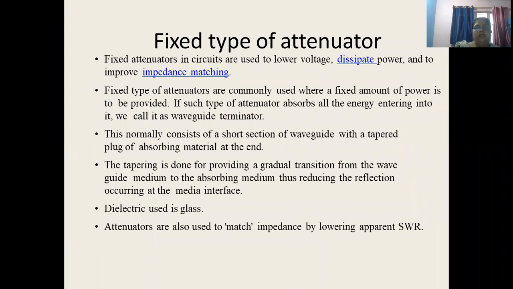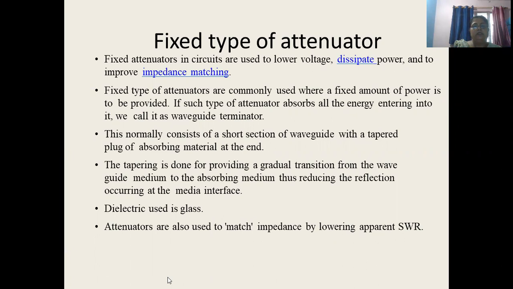There are various types of attenuators, out of which one is the fixed type of attenuator. These are used in circuits to lower voltages, dissipate power, and improve impedance matching. These types of attenuators are commonly used where a fixed amount of power is to be provided. If such a type of attenuator absorbs all the energy entering into it, we call it a waveguide terminator.